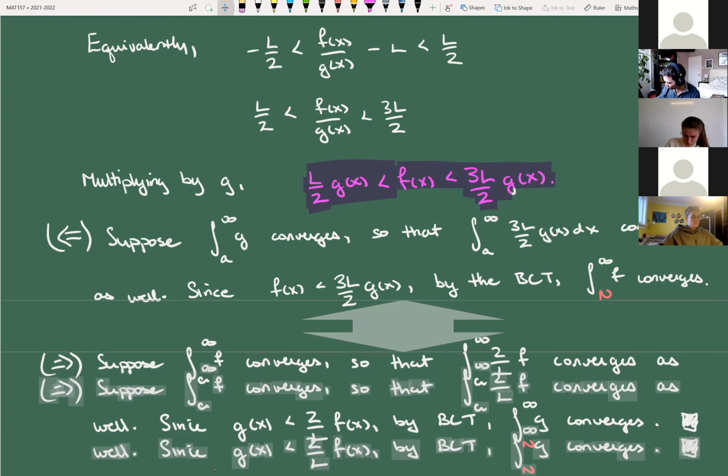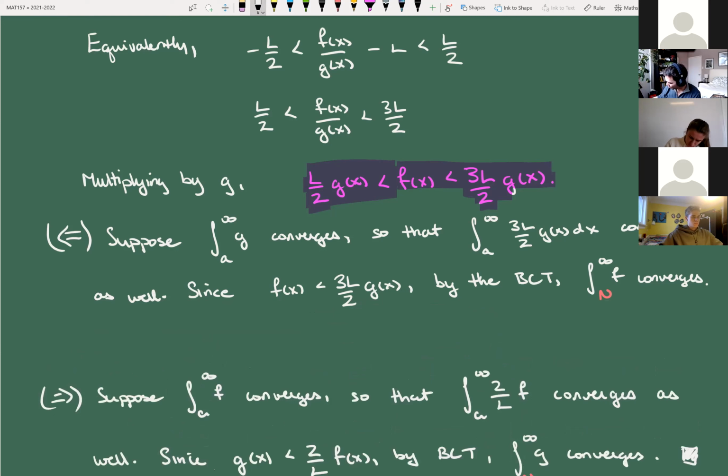Maybe let me just, I know most of you probably can't do this if you're writing in pen and paper, but the integral from a to infinity of f is a to n plus n to infinity, which both exist. As required.